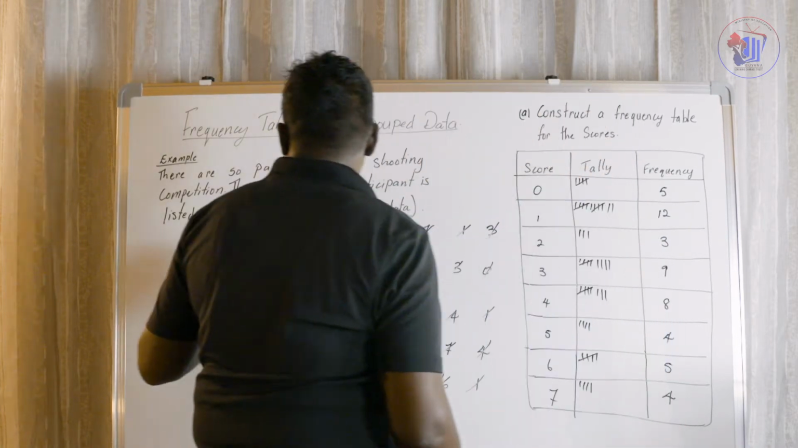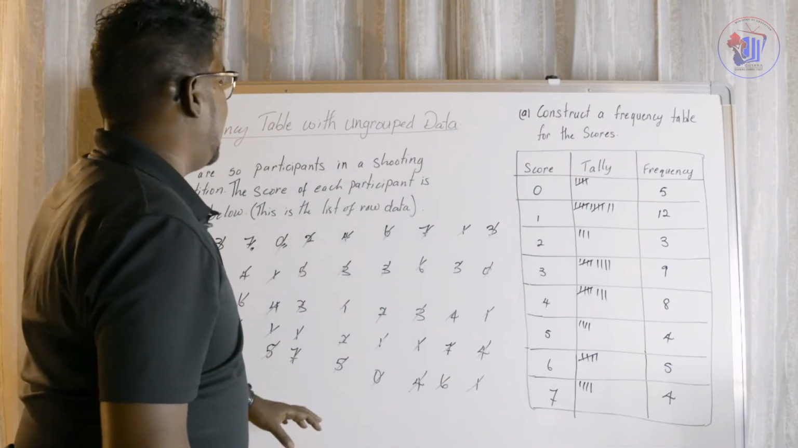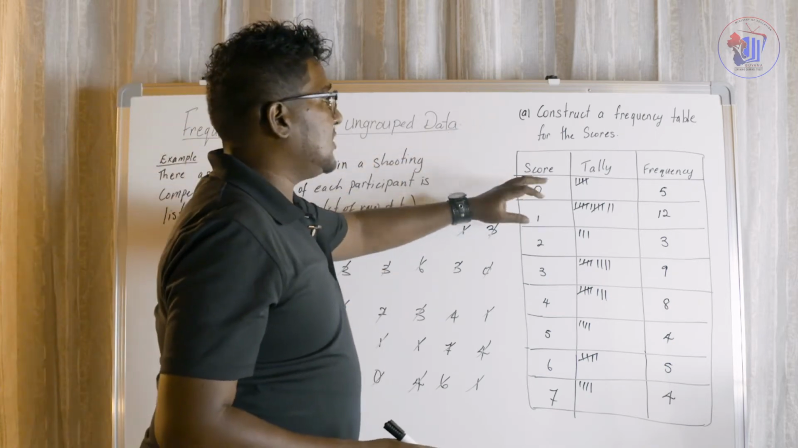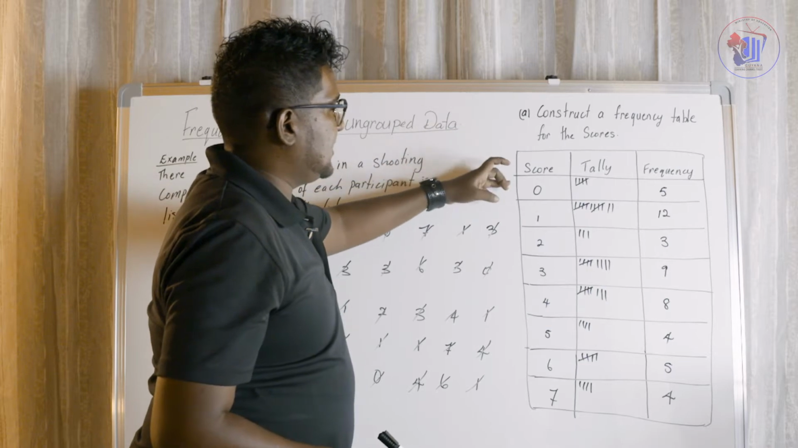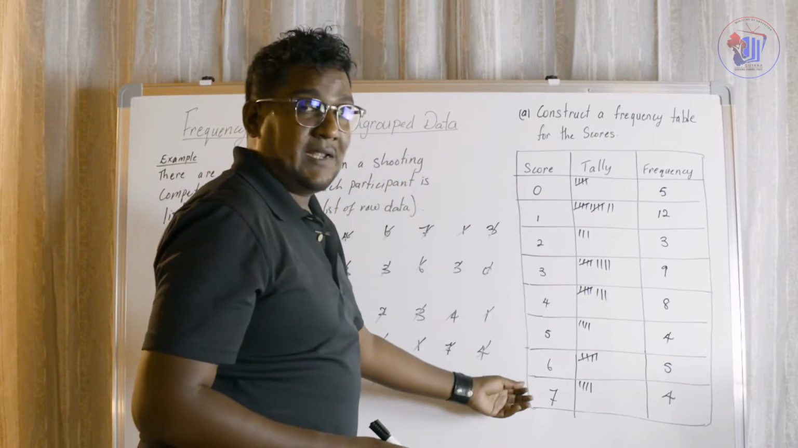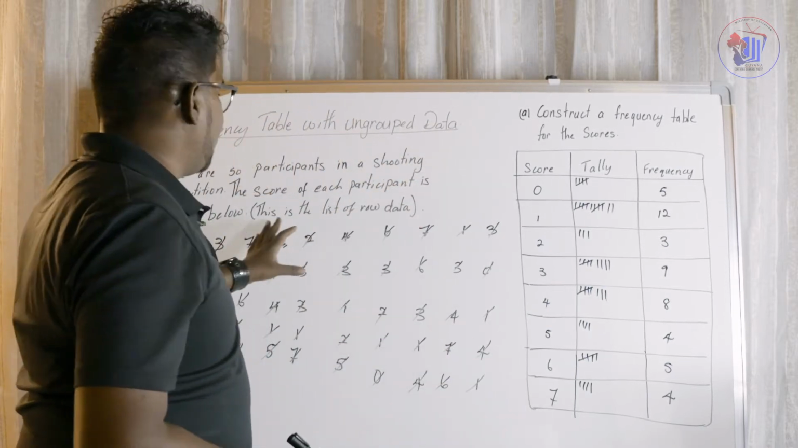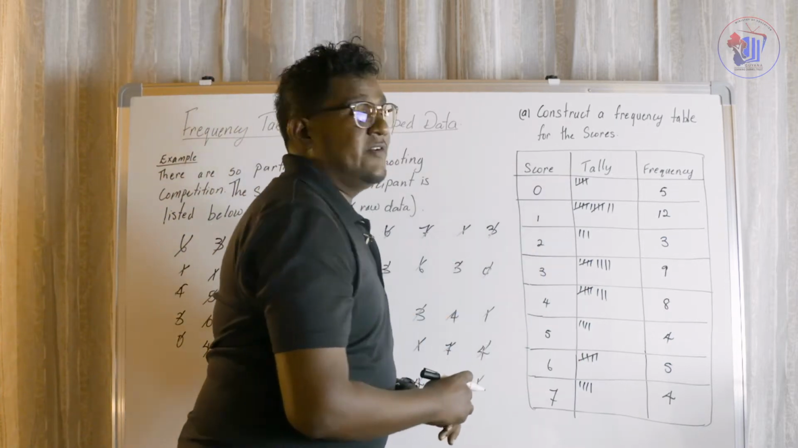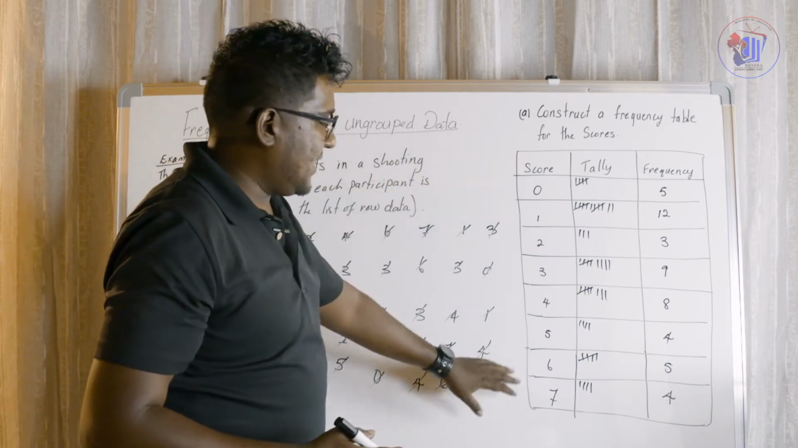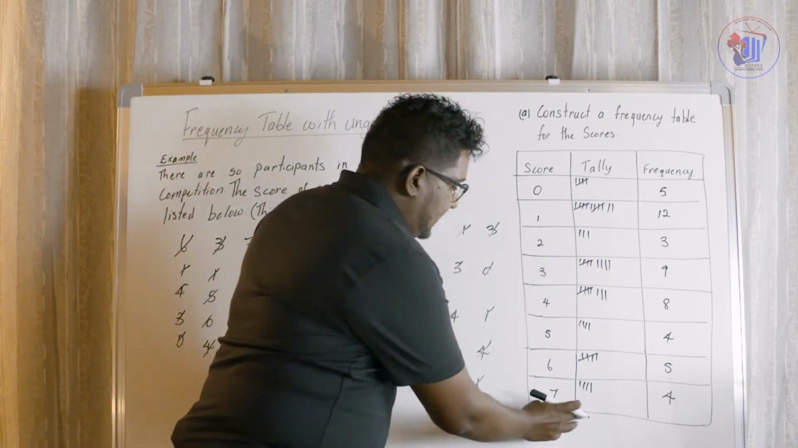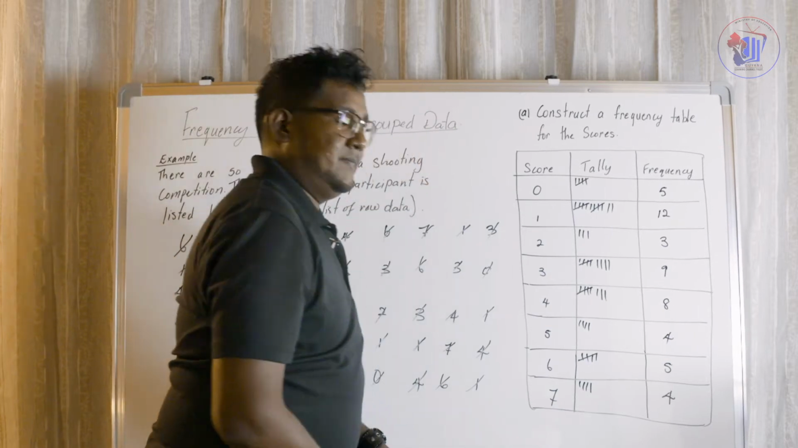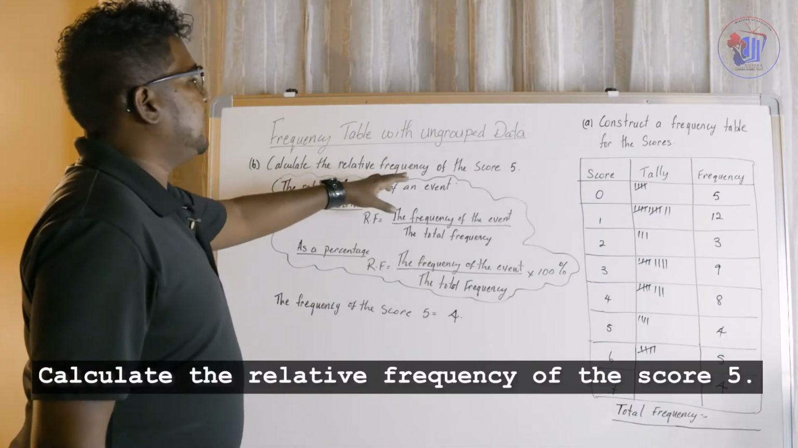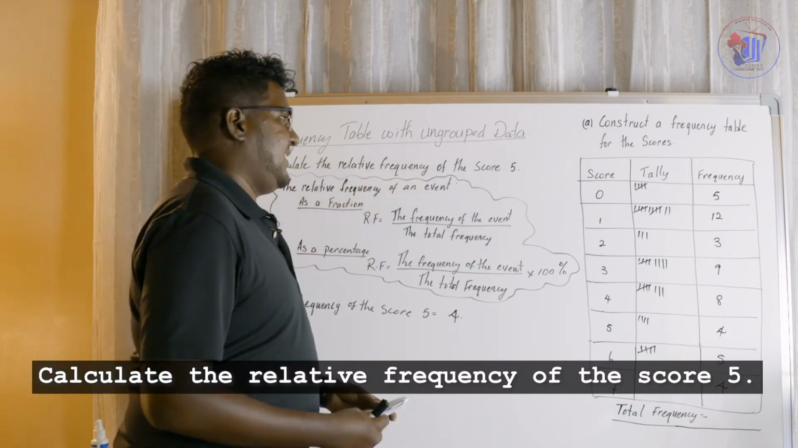So from our raw scores, we went through each individual score. We constructed our frequency table with our smallest score going to the largest score, and then we went through each individual number and placed them into our frequency table. So what you have here is the frequency table. The second part of this question is to calculate the relative frequency of the score 5.